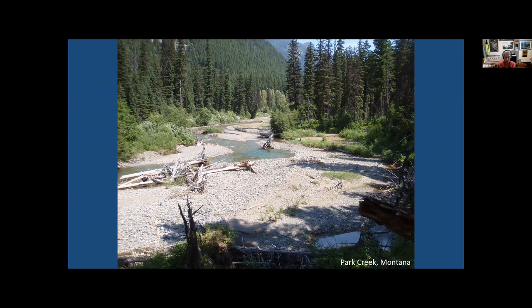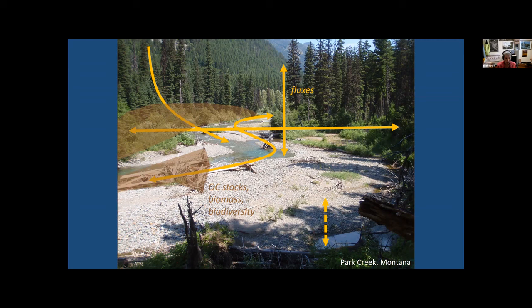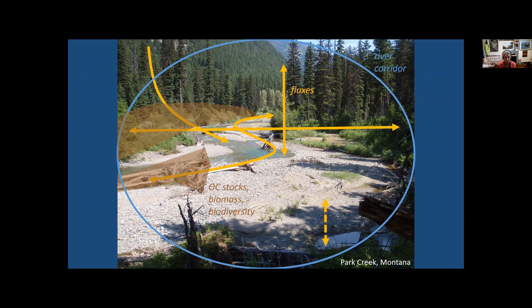But instead they embrace the messiness or the spatial heterogeneity of this view and think about the fluxes in three dimensions that are creating and maintaining it, and the effect of those fluxes on ecosystem services, such as organic carbon stocks in dead vegetation or living vegetation. That's what the brown swaths are supposed to indicate, or biomass and biodiversity. And remember that all of this occurs in the context of a river corridor. So the channel is intimately connected to the adjacent floodplain and the underlying hyporheic zone.